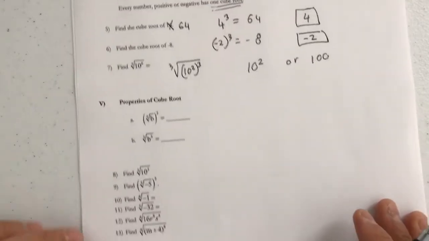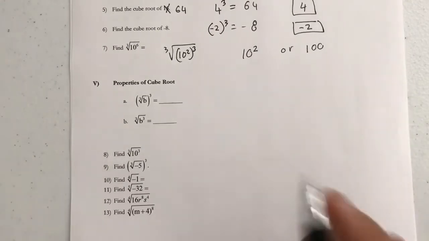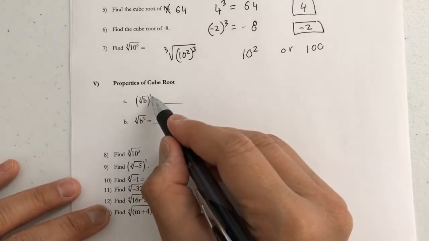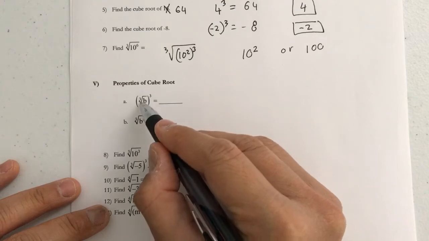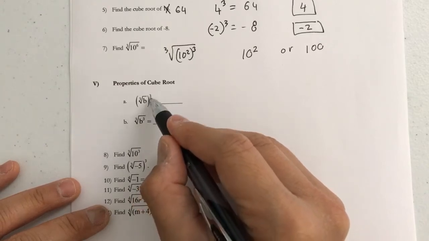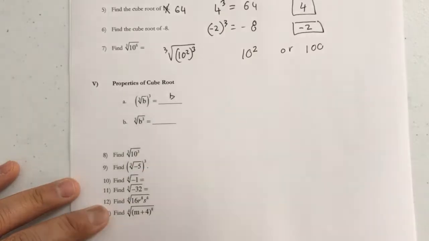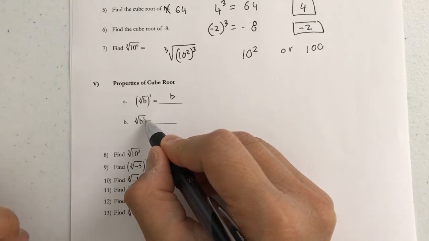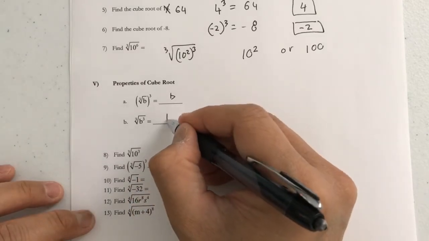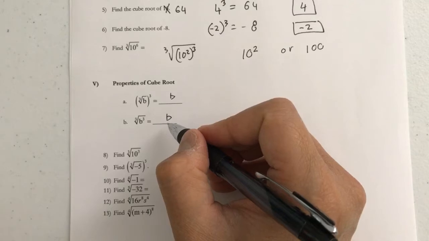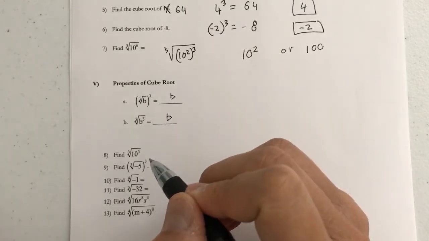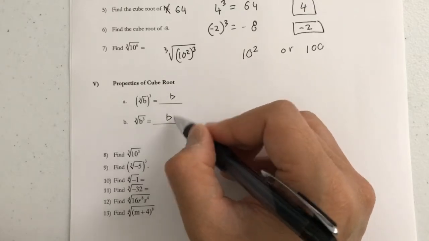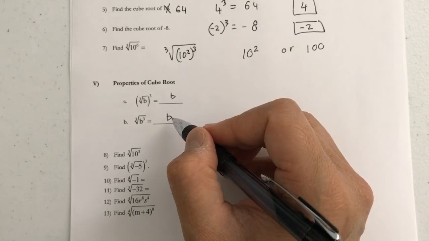Alright, so the properties of cube roots are a little bit different from square roots, but kind of similar. When you raise a cube root to the third power, you just get the number inside the root. When the number inside the root is raised to the third power, then it's also that value. So it's similar to square root for the first part, but the second part is a little bit different.